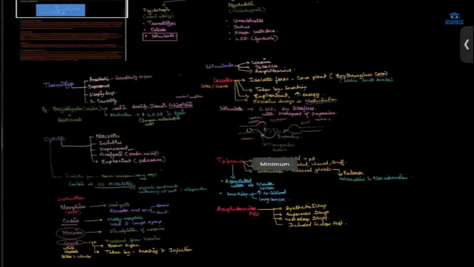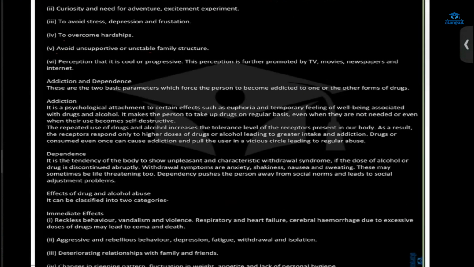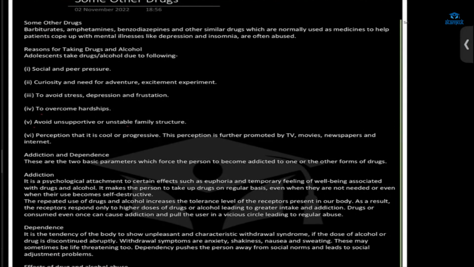Any doubt here? No, ma'am. Wait, first, let's see the reasons for taking drugs, which is important. Why? There is social or peer pressure, and to avoid stress. If somebody is consuming, they will tell you, just take one, what will happen? That is peer pressure, like the environment, being in company with them.